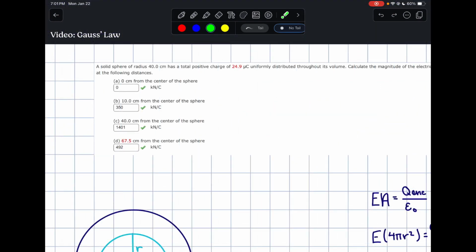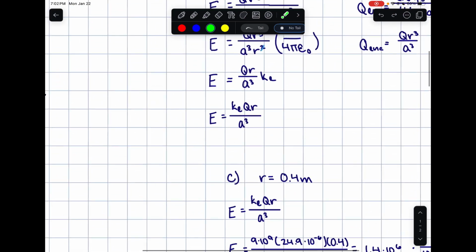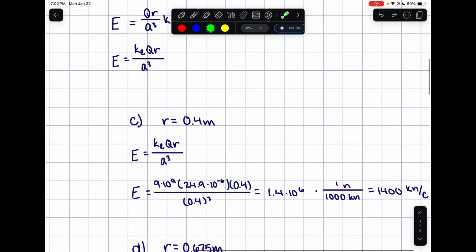Now, let's take a look at part C. Calculate the magnitude of the electric field 40 centimeters from the center of the sphere. For part C, it will be very similar to part B. We're going to convert r into meters, so r equals 0.4 meters. Once again, use our derived equation. Plug in the same constant, 9 times 10 to the 9th.